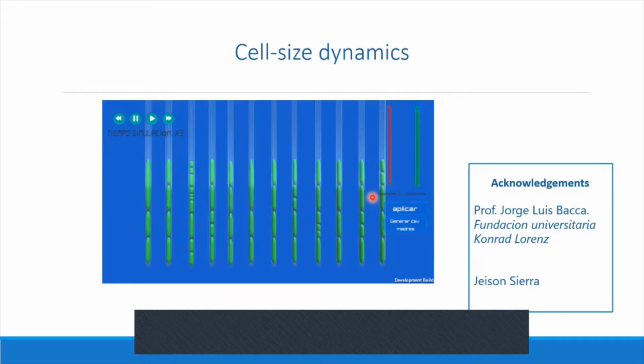Size dynamics of the mother machine looks like this video, where you can see how bacteria grow and divide with some kind of stochasticity, and you can track the cell size along time, discarding all the other descendant cells.